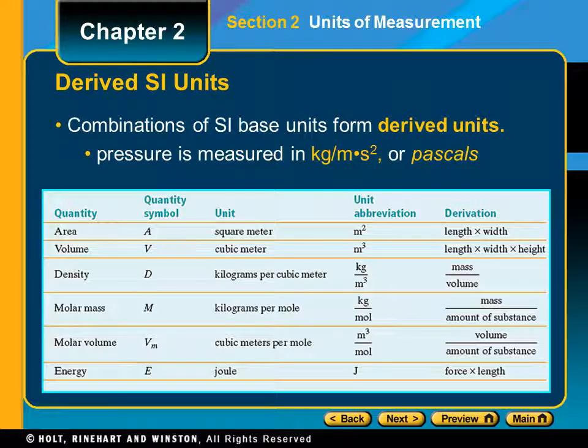Now we can derive units. We can talk about area, volume, density, molar mass, molar volume. Probably won't deal with energy much. But these are derived because they're a combination of one sort or another of two other ones.